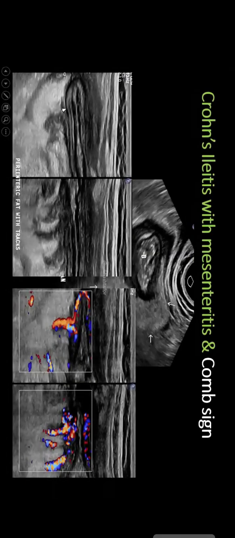On longitudinal plane, we can see the mesentery is thickened with hypoechoic channels. These are nothing but prominent arterioles entering the bowel, giving a typical comb sign in the background of fatty infiltration. So this is how we identify the comb sign in cases of Crohn's ileitis. It is because of mesenteritis leading to prominence of these vasa recta.